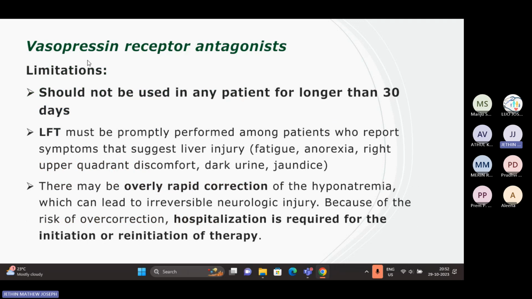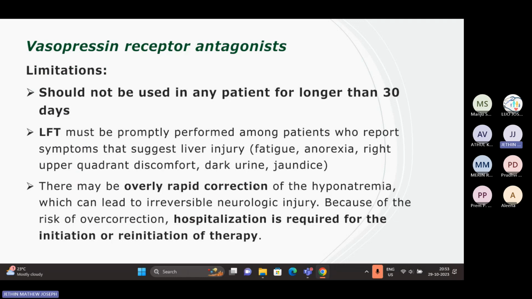So limitations of vasopressin receptor antagonists are it should not be used in any patient for longer than 30 days. So that is what has been recommended. And if there are any symptoms that are suggestive of liver injury like fatigue, anorexia, right upper quadrant discomfort, dark urine or jaundice, LFTs have to be promptly performed.